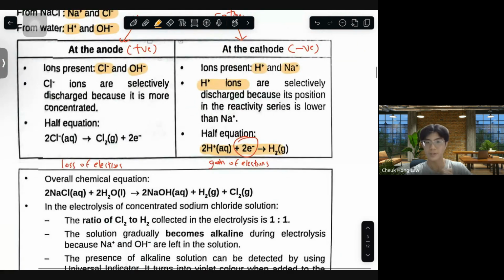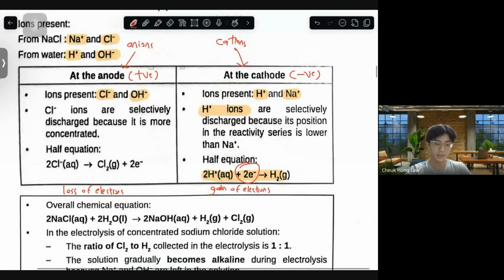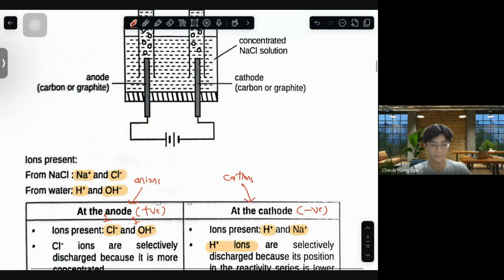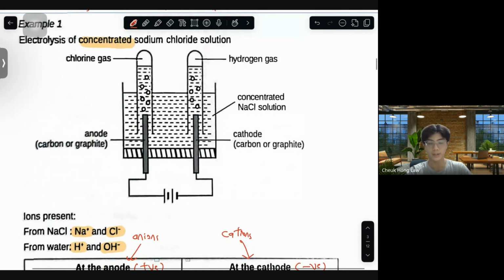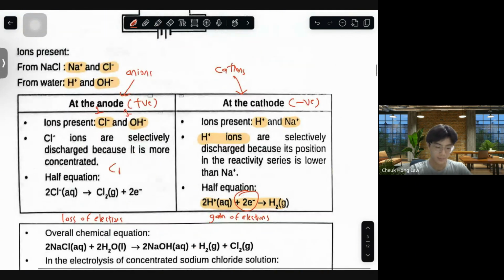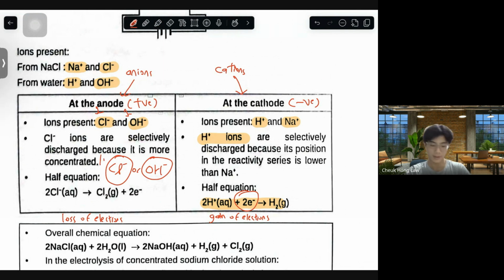Now I have a question for you guys. Which ion here has a higher concentration? This is concentrated sodium chloride. So is it Cl minus or OH minus? Which one will have a higher concentration? If it's Cl minus, you type number 1. If it's OH minus, you type number 2. I want to see your answers. Which ion has higher concentration? 1 or 2?